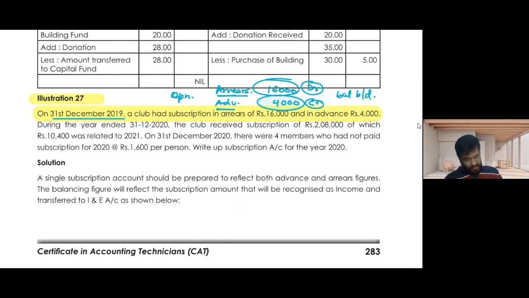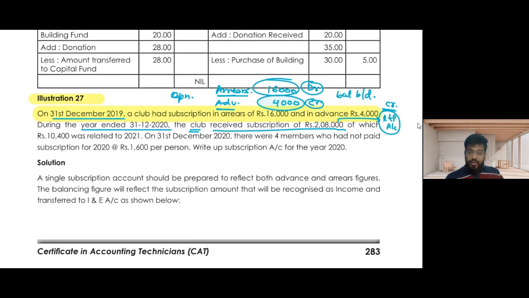Okay, sir. They have given the first information. During the year ended 31st of December 2020, the club has received a subscription of 2,08,000. So this is the figure of what you have received in bank. That is on the receipt and payment account. So this will come on the credit side of your subscription account, receipt and payment.